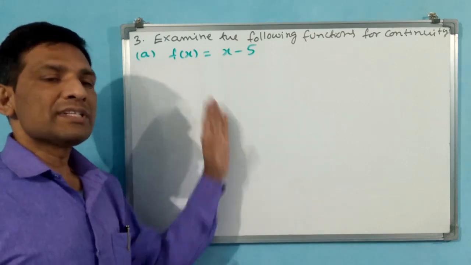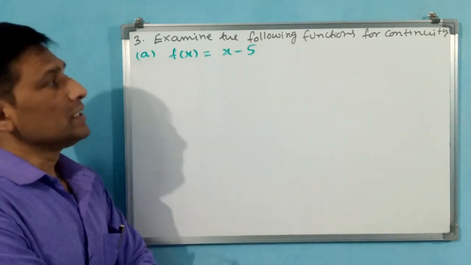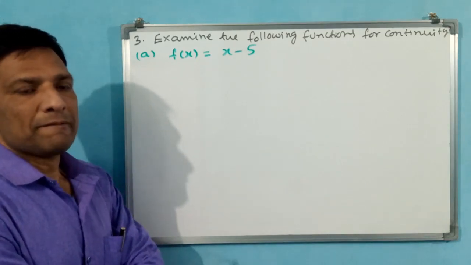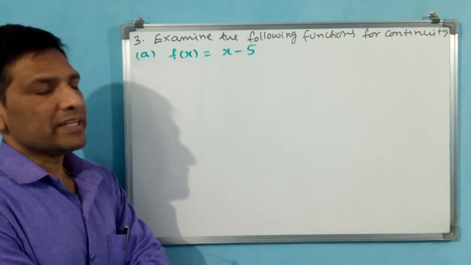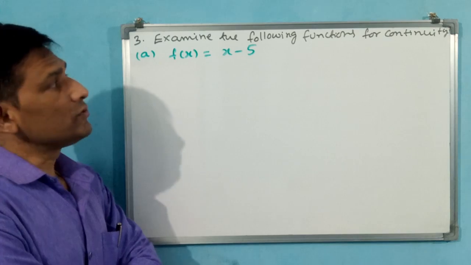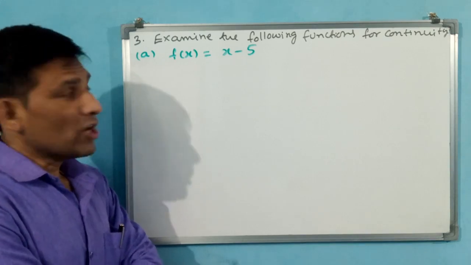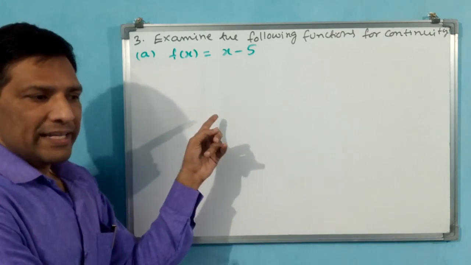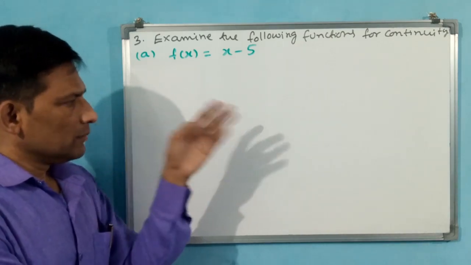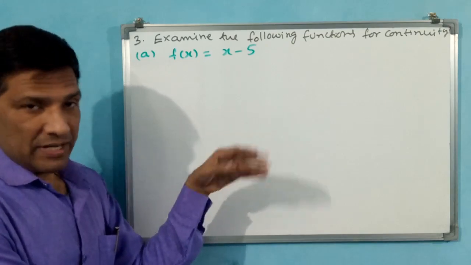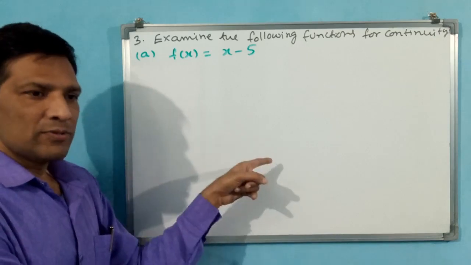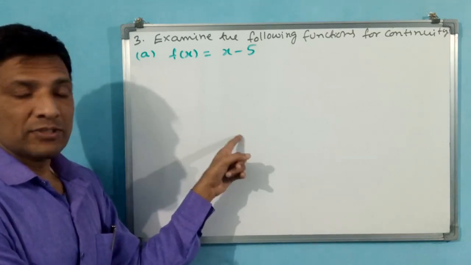But by seeing itself, we can say that this function is continuous. Why? Because see here, what is the domain you can take? 3 domains you can take: x is equal to 5, x is less than 5, x is greater than 5. Now, left hand limit, right hand limit, like that you take x is equal to 5 one case, x is less than 5 one case, x is greater than 5 one case.